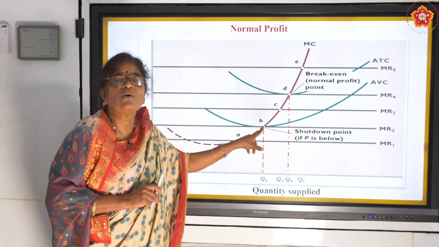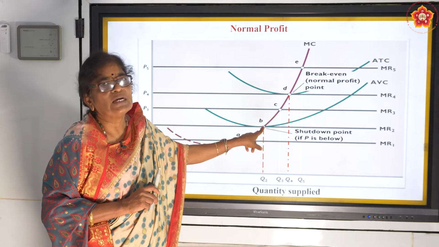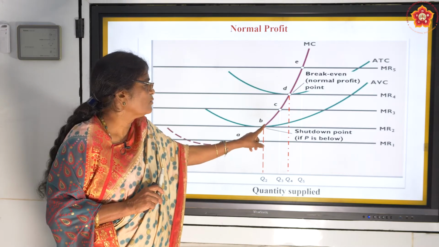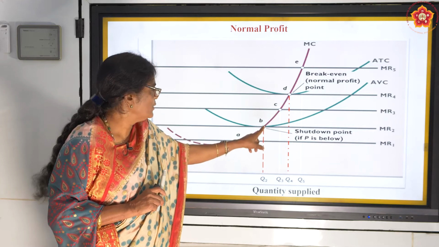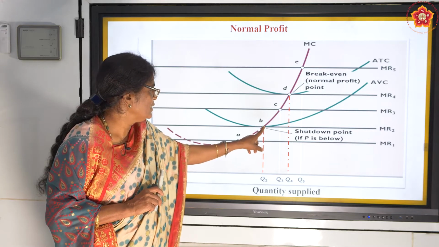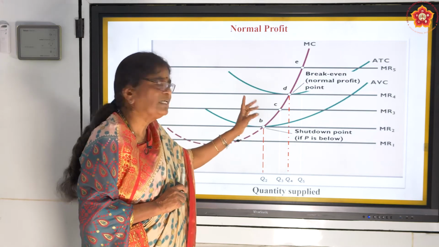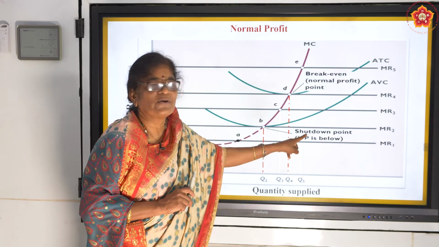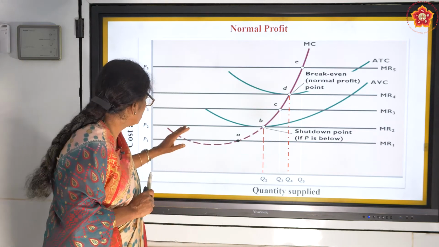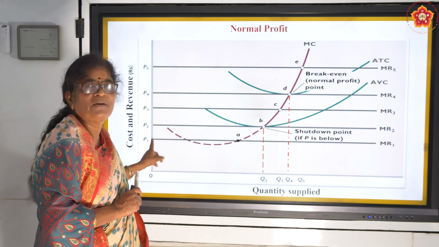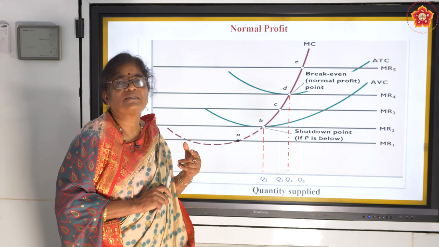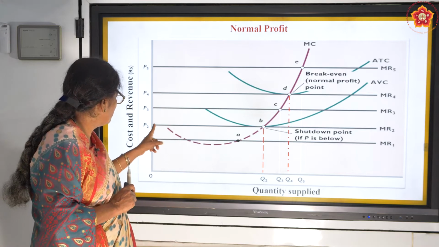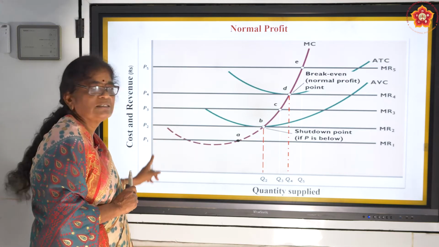We know what the conditions are for the maximum level of output for a firm functioning under a perfectly competitive market. All the conditions are fulfilled here. That is, P is equal to minimum AVC. We have already studied that when price is equal to minimum AVC, it is called the shutdown point. That means if price goes down to P1, the firm will come out of the market, no more production. Or we can say below P2 there will be zero product.